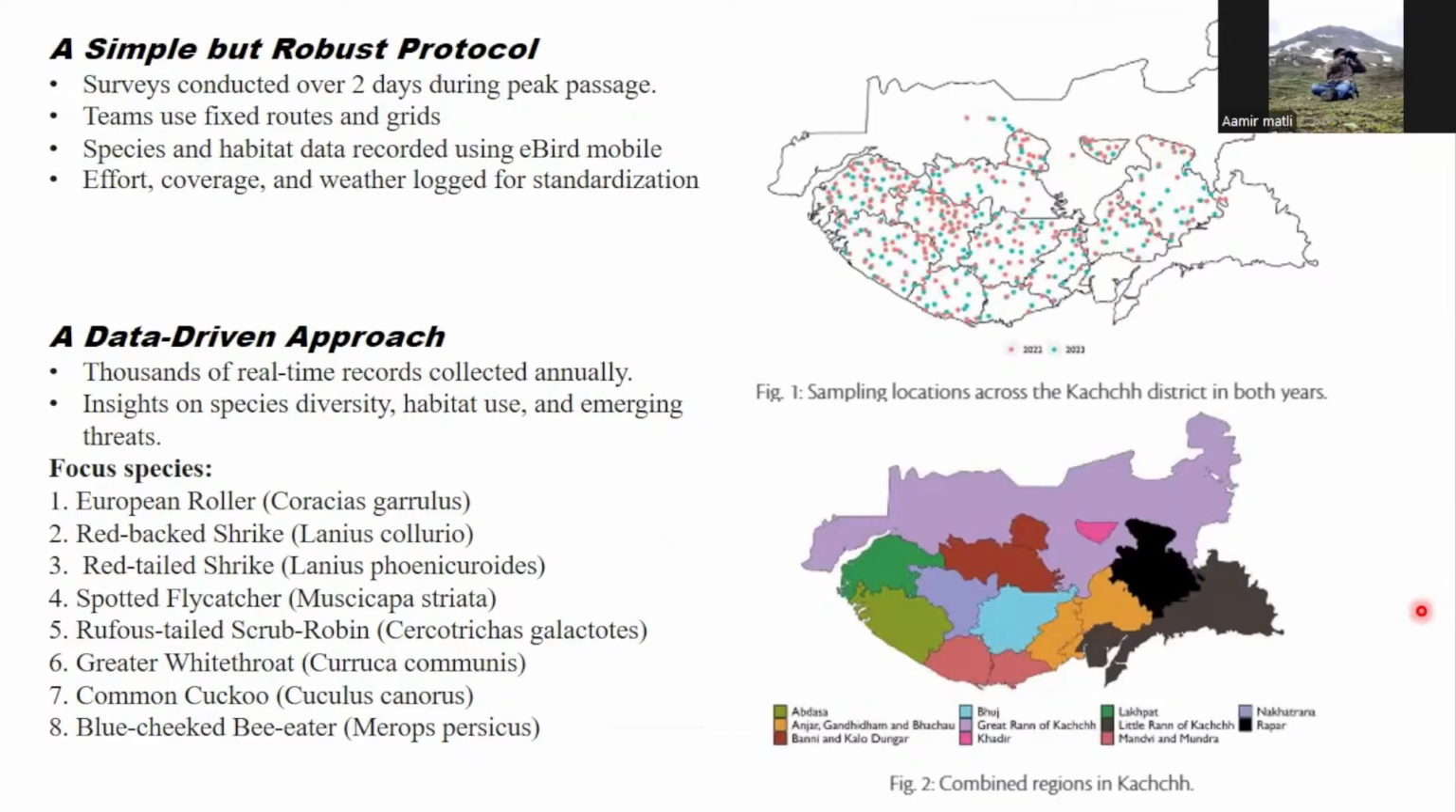So how do we actually collect this data? Our approach is very simple, but also standardized and robust. The surveys are carried out over 2 days during peak passage. Teams walk along fixed routes and grids. All sightings are logged in real time using the eBird mobile app. In addition to recording bird species, we also note the type of habitat, the level of effort, the coverage, and even the weather conditions. This ensures that data from different teams and different years can actually be compared. It's simple enough that anyone can participate, but structured enough that the data has real scientific value.